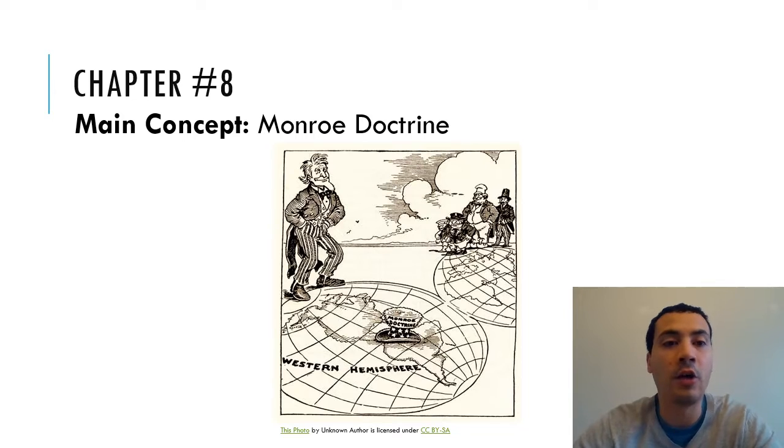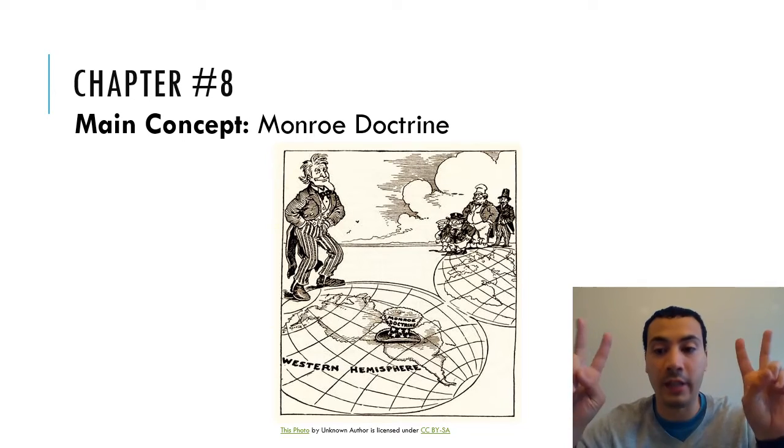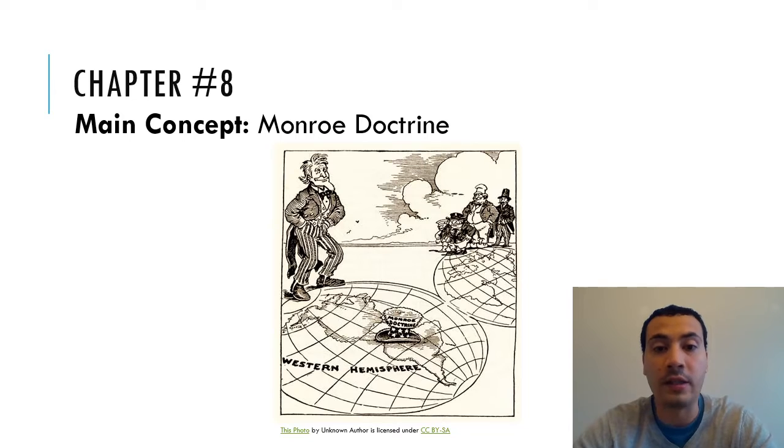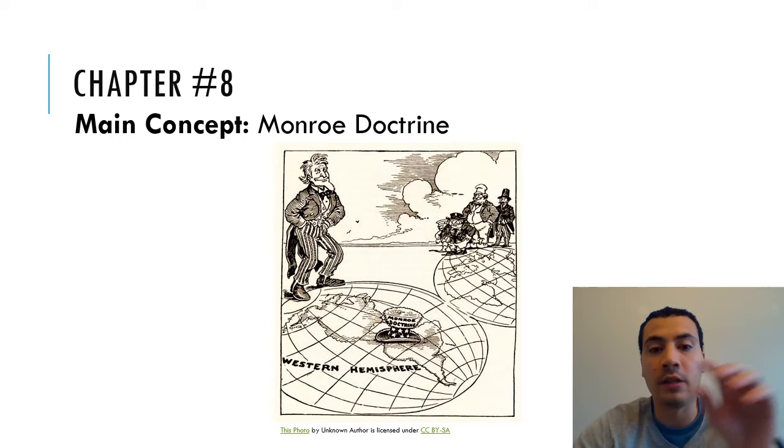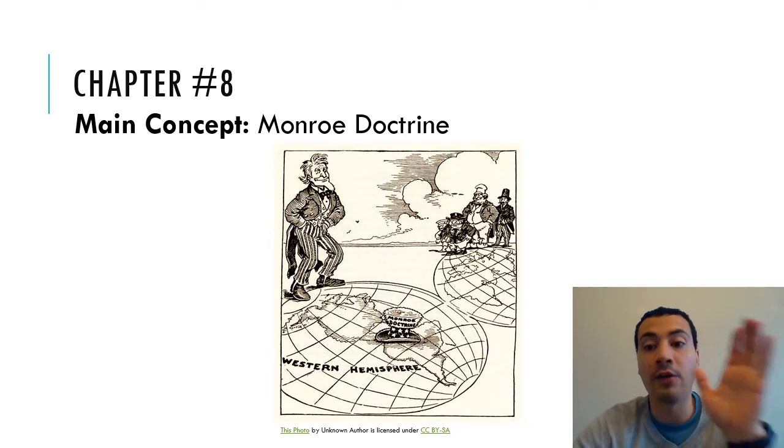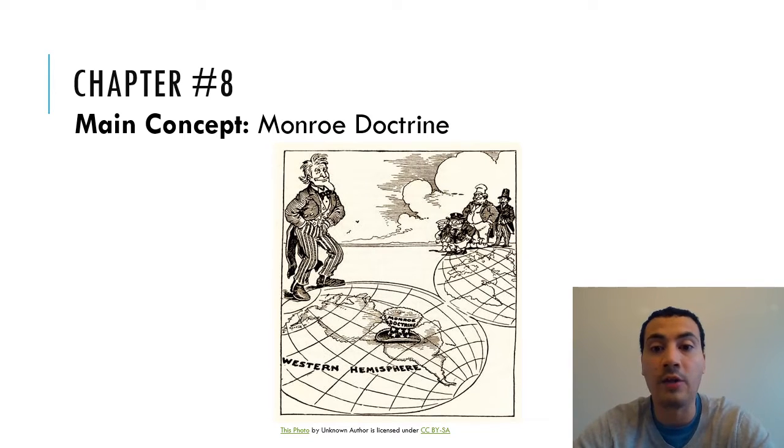Okay, scholars, as I said in our previous slide, the main concept is the Monroe Doctrine. If you can see this image, it is portraying Uncle Sam. That's the way the United States is represented. We see Uncle Sam on top of the North Pole, looking throughout the whole American continent. And on the other hand are the Europeans.